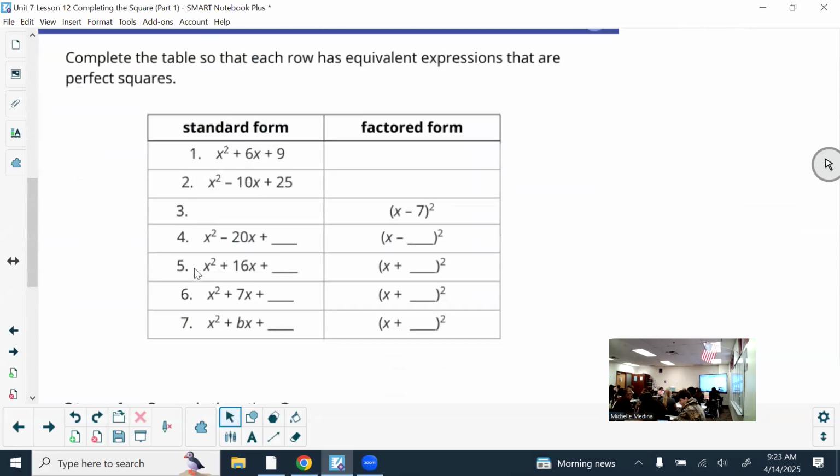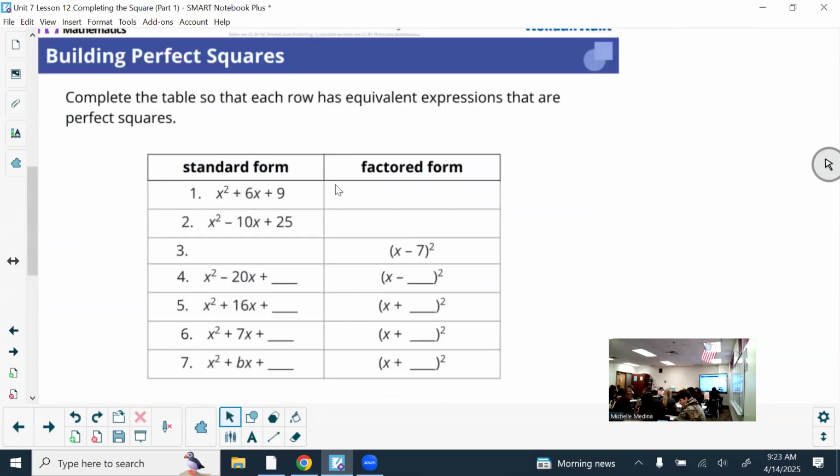Okay. So we are going to complete the table so that each row has equivalent expressions that are perfect squares. Going from standard to factor form, you would have to factor. So you should know how to do 1 and 2, and I'll have you practice that. And going from factor to standard form, we did that in unit 6, so you should be able to multiply that out. I'll give you 3 minutes to do these 3 because they are review. 4 through 7 we'll probably have to do together, but you could try it if you finish these early. We'll go over these in 3 minutes.